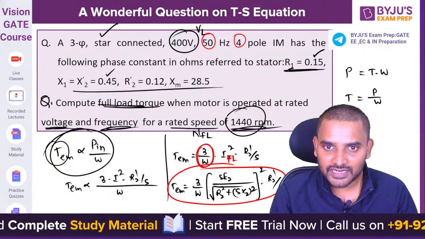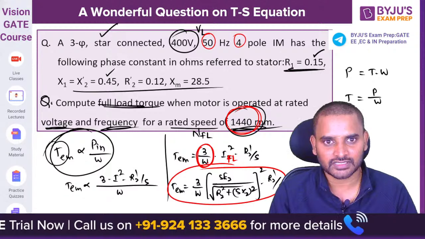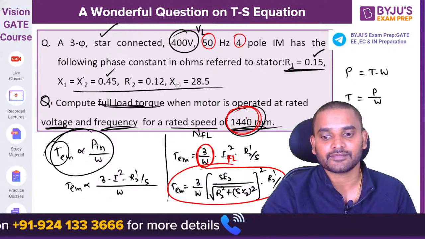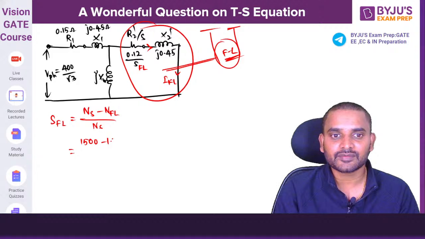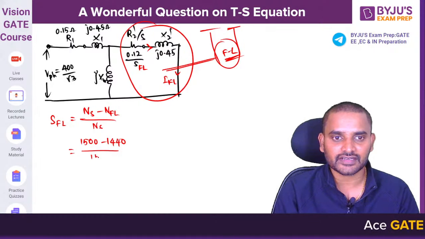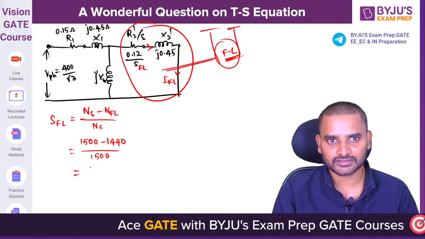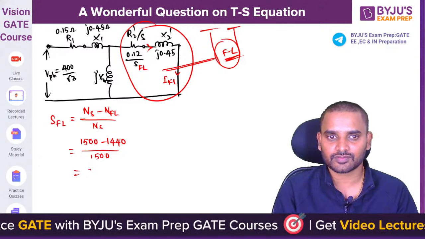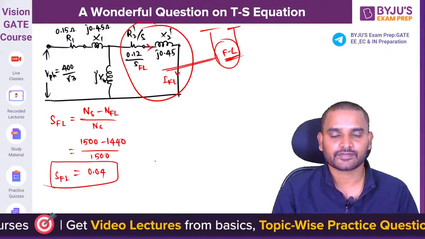What is the Nr speed? The rotor speed at full load torque condition is 1440. Now can you tell me how much the slip is? 1500 minus 1440 divided by 1500. So how much full load slip will you get? 60 divided by 1500, you will get 4%, or otherwise 0.04. So this is the full load slip.